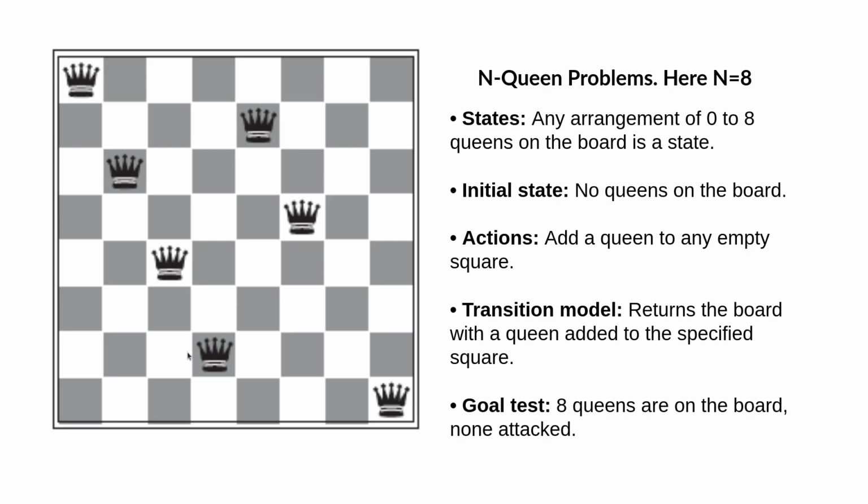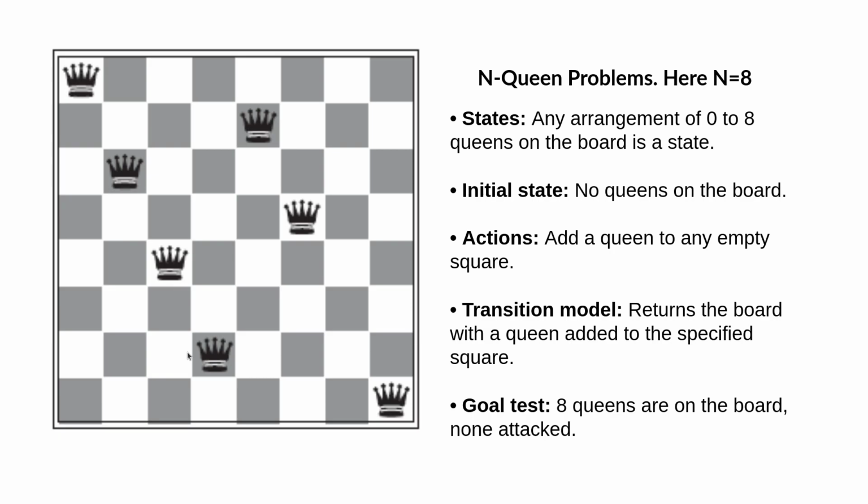So what are the states? States are any arrangement of 0 to 8 queens on the board. The initial state is no queens on the board, everything blank. Actions: what do you have? So how many actions are there? Add a queen to any empty square. So you have some options, right?